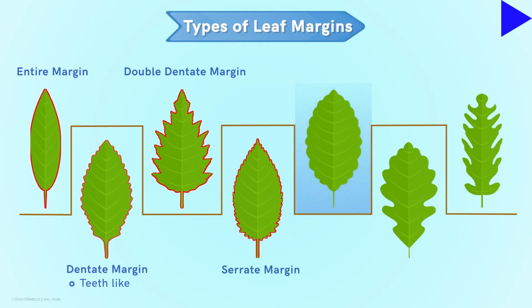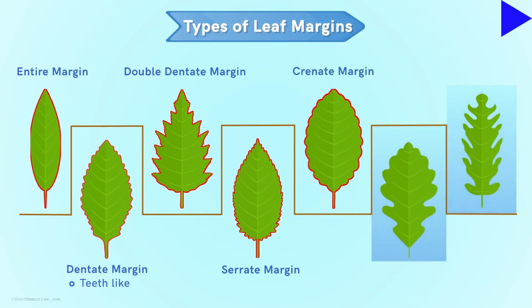Now comes this type of margin. The uneven pattern of edges is referred to as the crenate margin. Let's now talk about these two similar types. Here, as we can see, the leaf has incisions which reach less than halfway to the midrib. As a result, we find lobe-like structures forming the edge. This type is called the lobed margin.